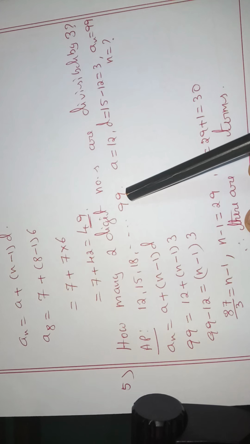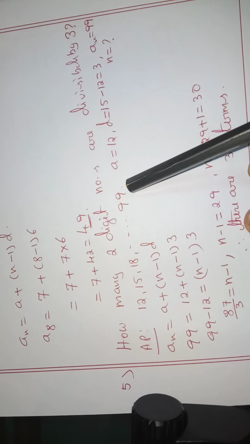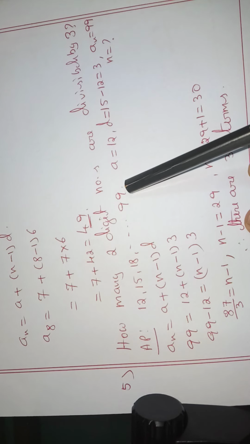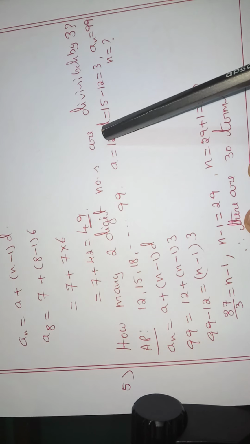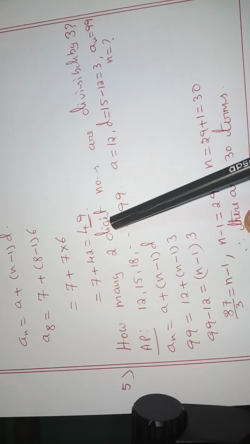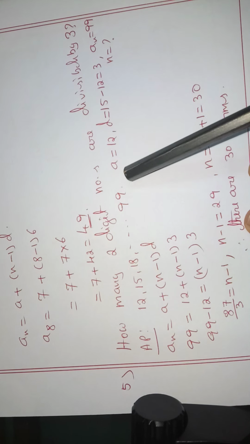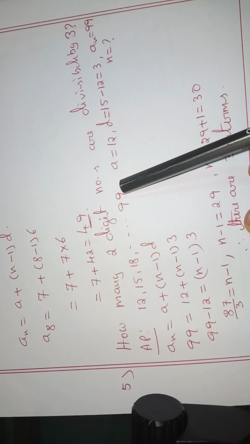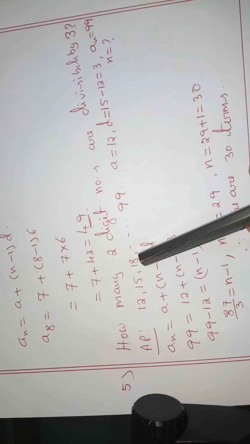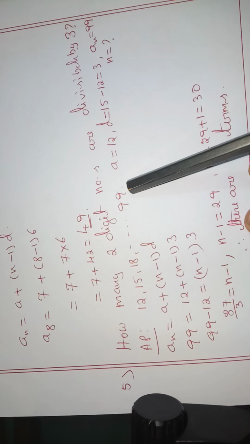3 30s are 90. 3 31s are 93. 96. 99. 3 how much are 99? 3 33s are 99. Next comes 102. 102 is not a 2-digit number. It is a 3-digit number. Therefore, our last term is how much? 99. Therefore, AP, write 12, 15, 18, so on up to 99.